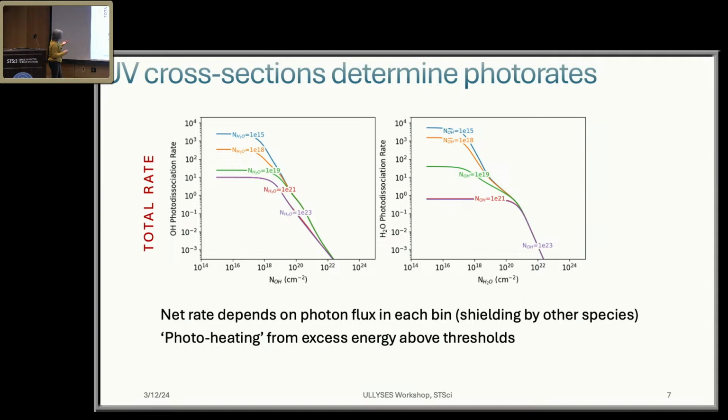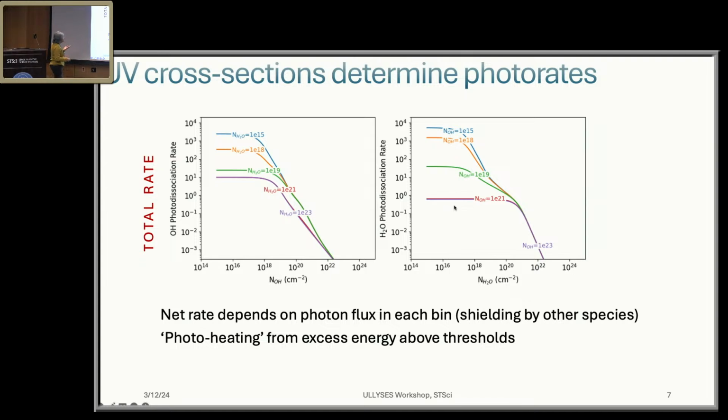So these are two such species which are of interest in the disk. This is the OH photodissociation rate, and this is the water photodissociation rate as a function of their column. What you're looking at here is just some rate, but you can see that as the column increases, it also depends on the column of water. So if you have a lot of column of water along your line of sight, your photodissociation rate can decrease by orders of magnitude. And vice versa for water, because OH can shield water as well.